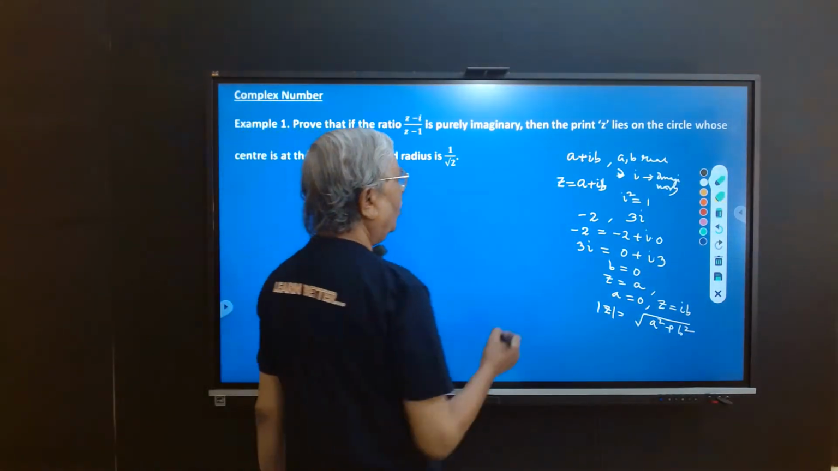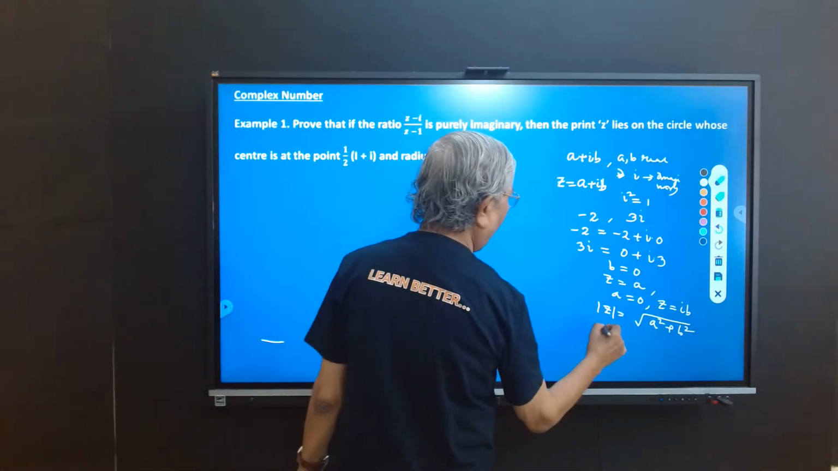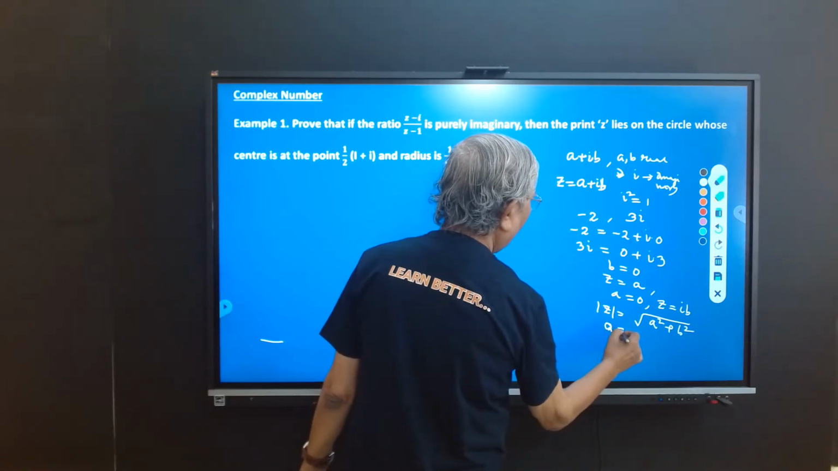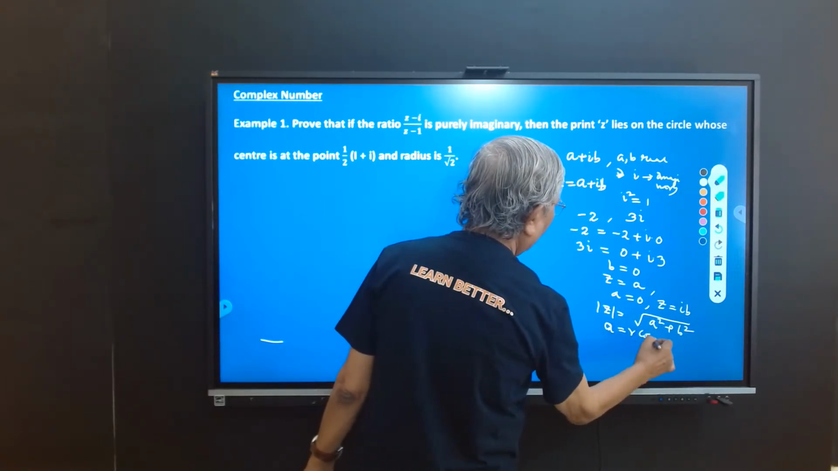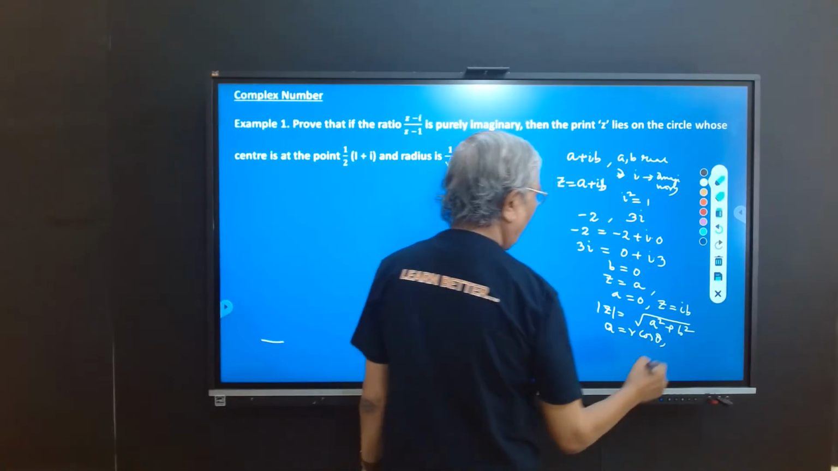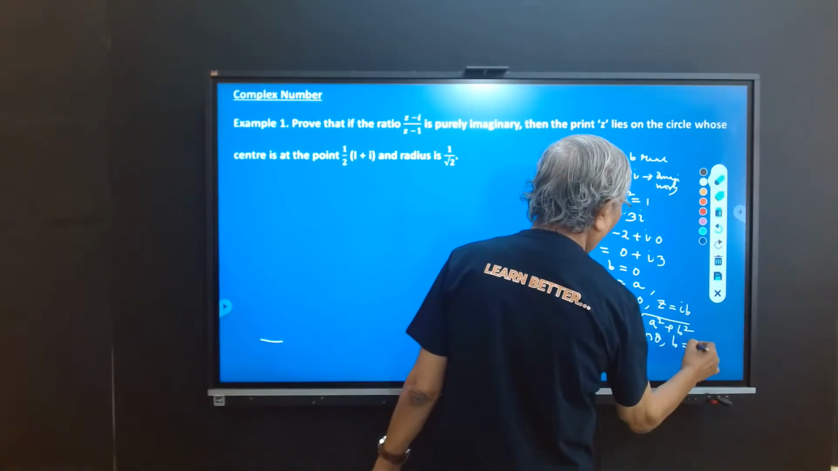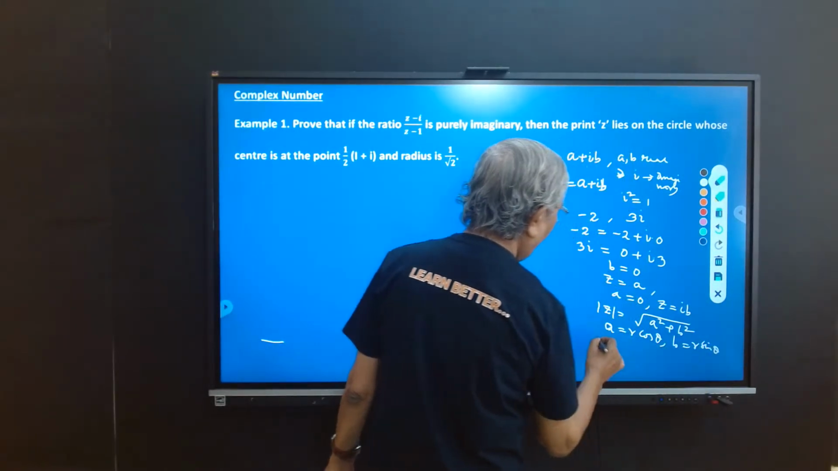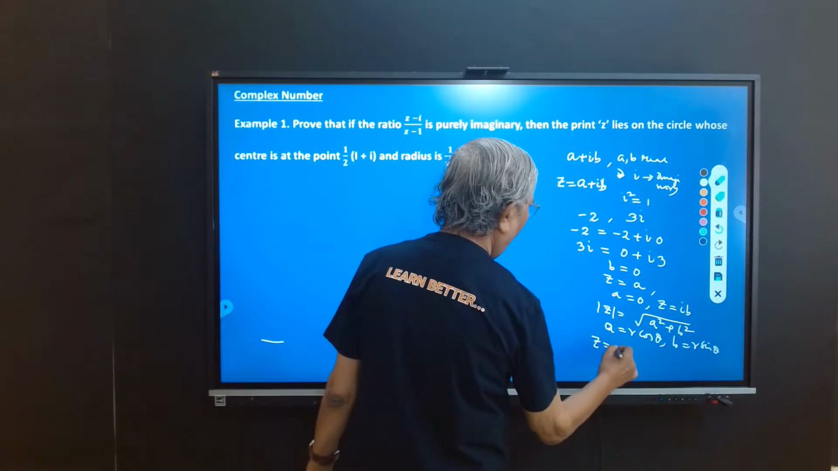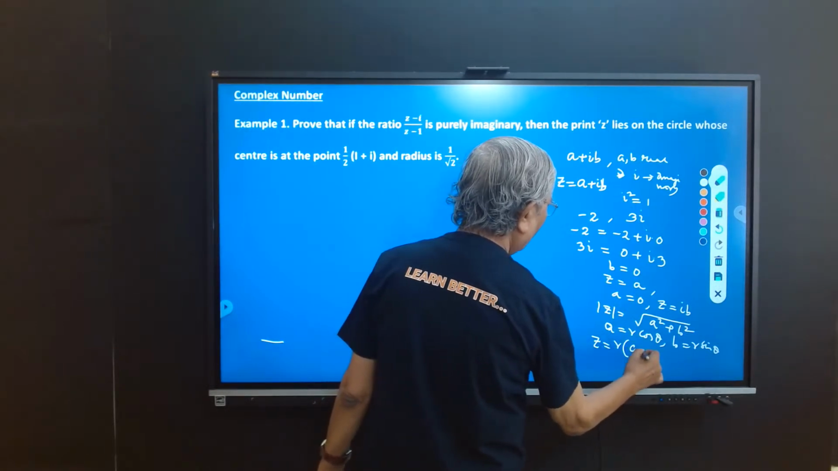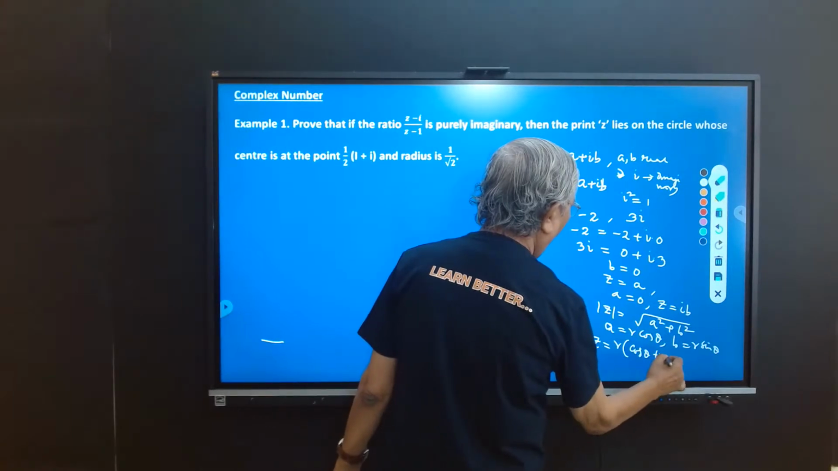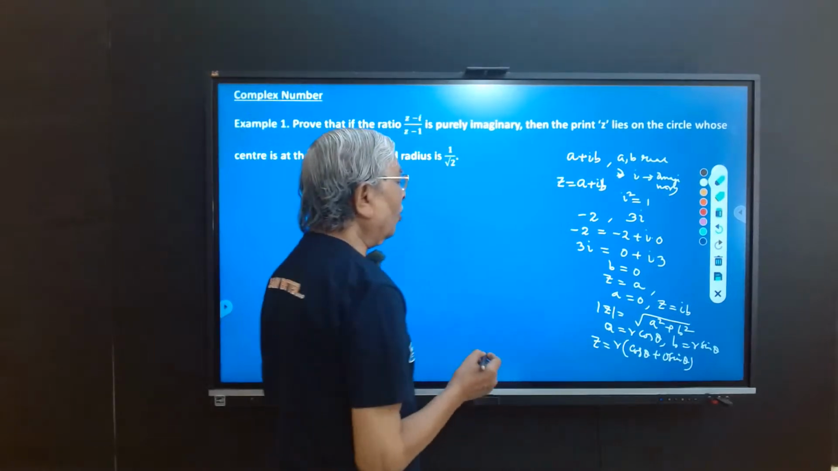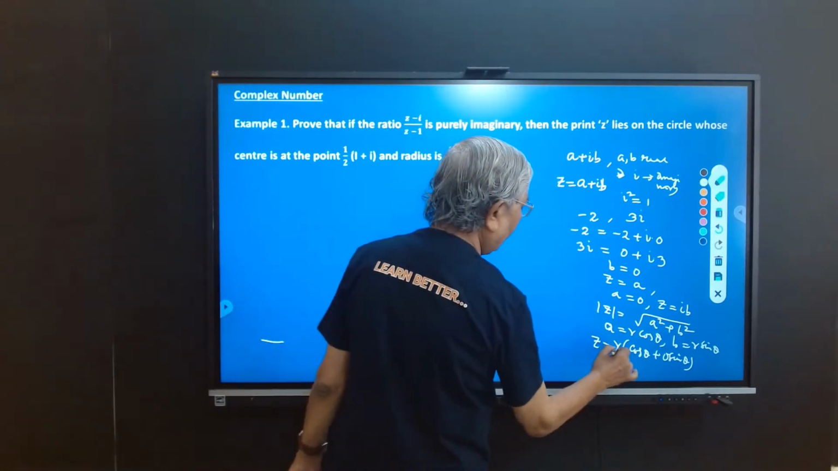Also, another form which is known as the polar form of the complex number, if we write, say, a equal to r cos theta and b equal to r sin theta, then you can write z as r into cos theta plus i sin theta. This is the polar form of the complex number. Here r is the modulus.